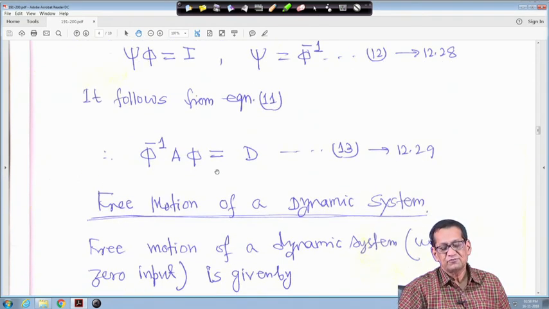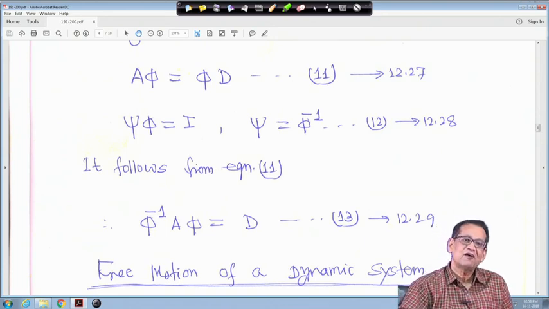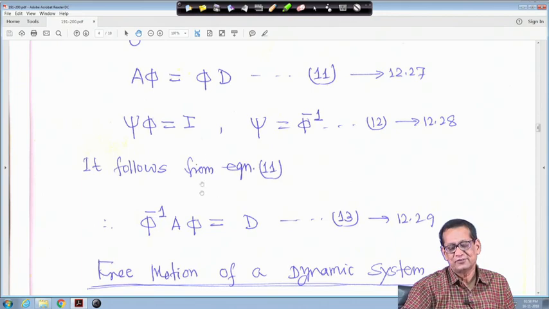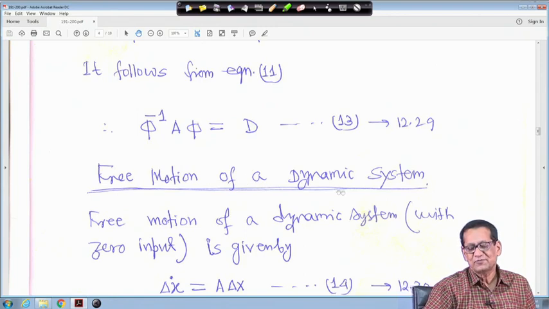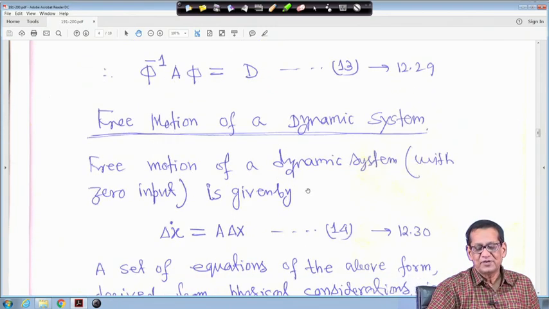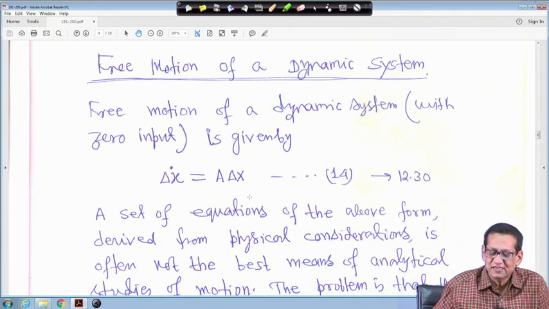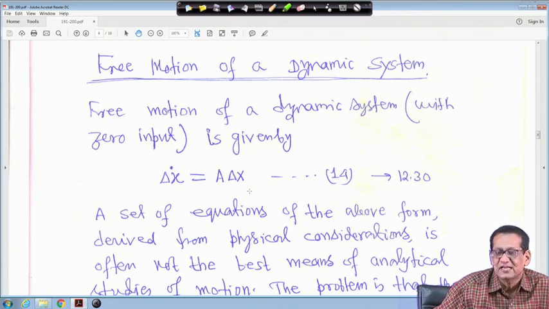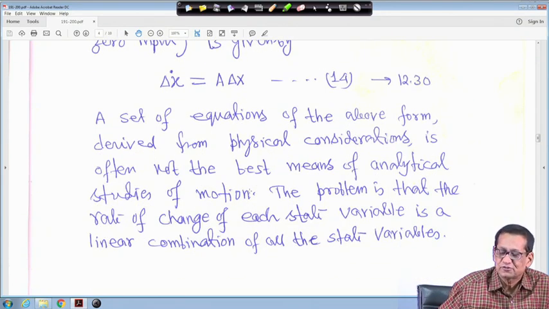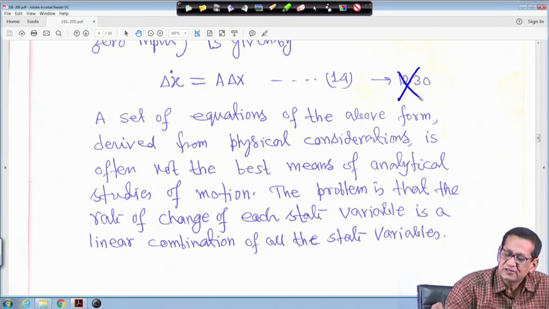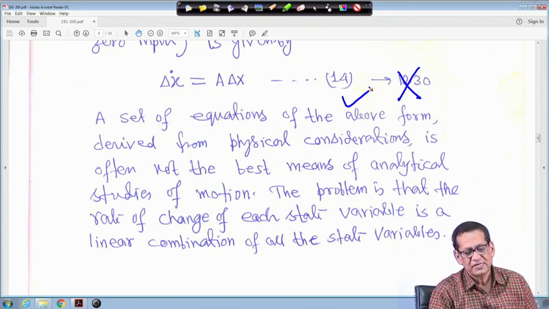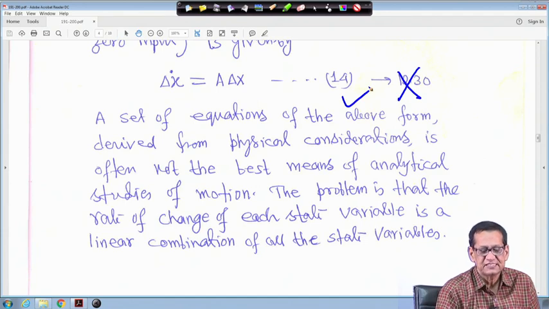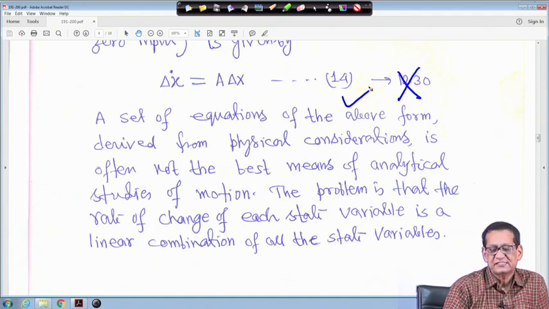Now with this basic thing, we will move slowly to the other topics, with this in our mind, because it will apply later. Now, free motion of a dynamic system, say with 0 input, can be given as delta x dot is equal to A delta x. This is the free motion of a dynamic system, and from that we will start. A set of equations of the above form derived from physical consideration is often not the best means of analytical studies of motion.